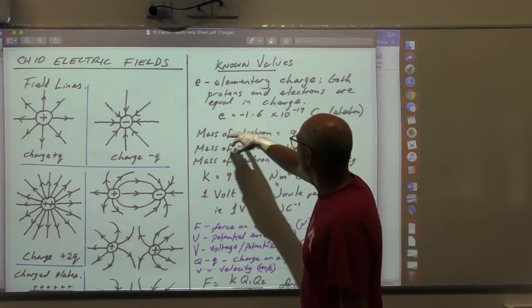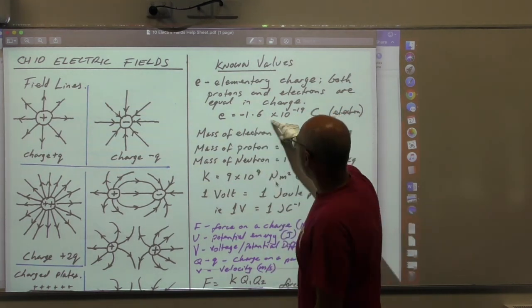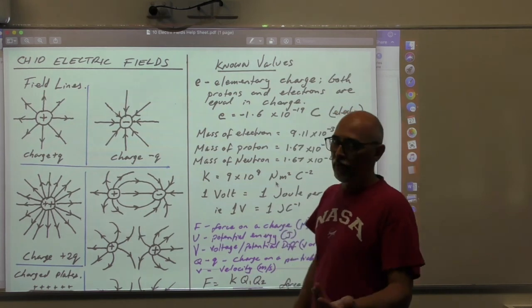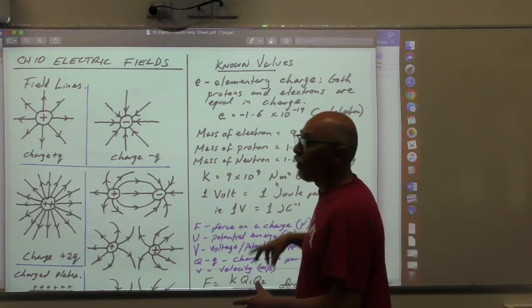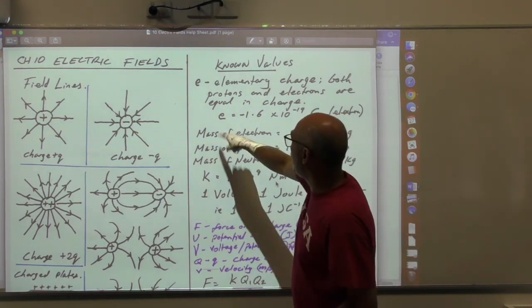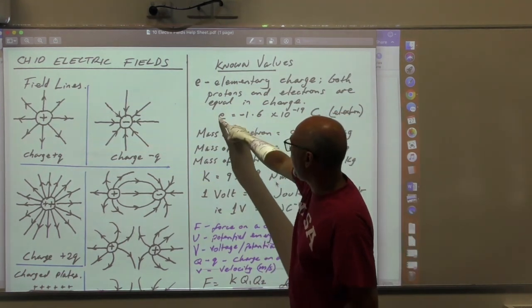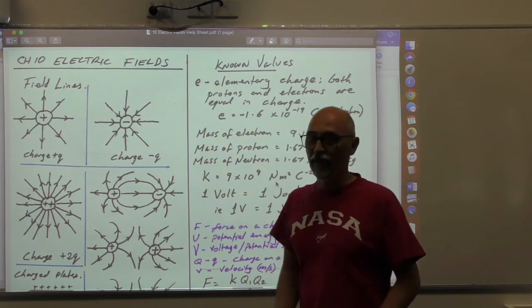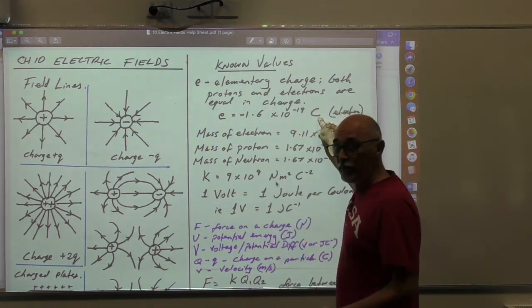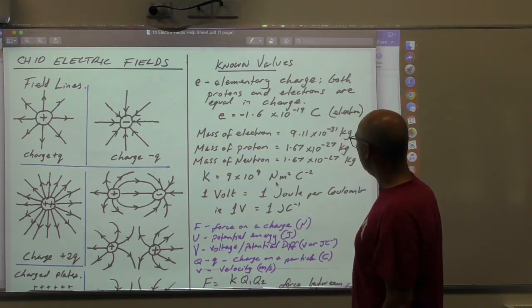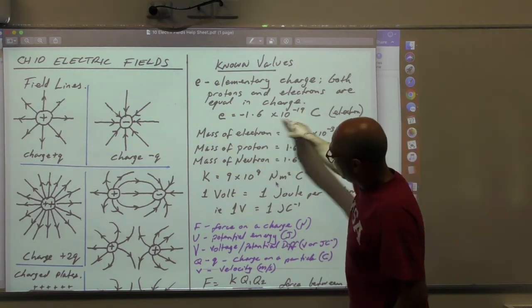Okay, so the elementary charge is the charge on an electron or a proton. So they are equally charged, except that one's positive and one's negative. Hence, if I'm writing down the electric charge on an electron, I put a little negative on there. It is charge. The units of charge are coulombs, so it's big C right there. And this one is specifically on the electron.